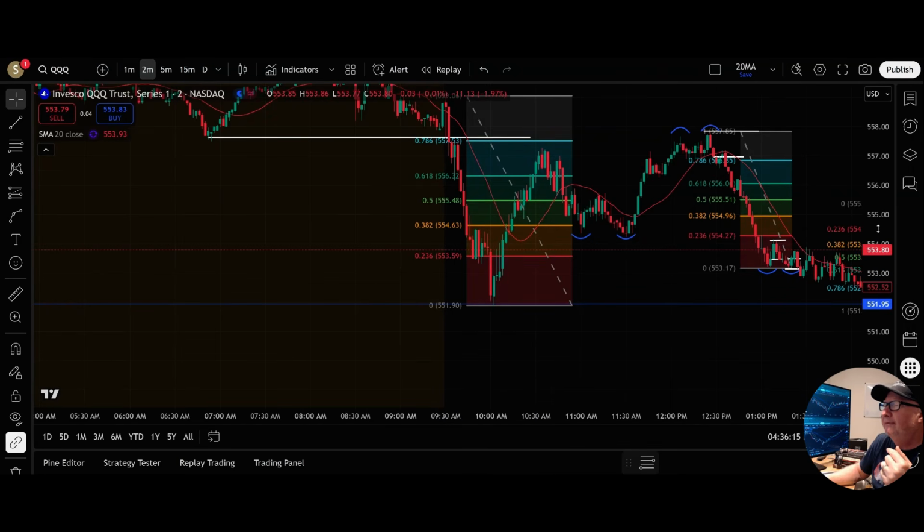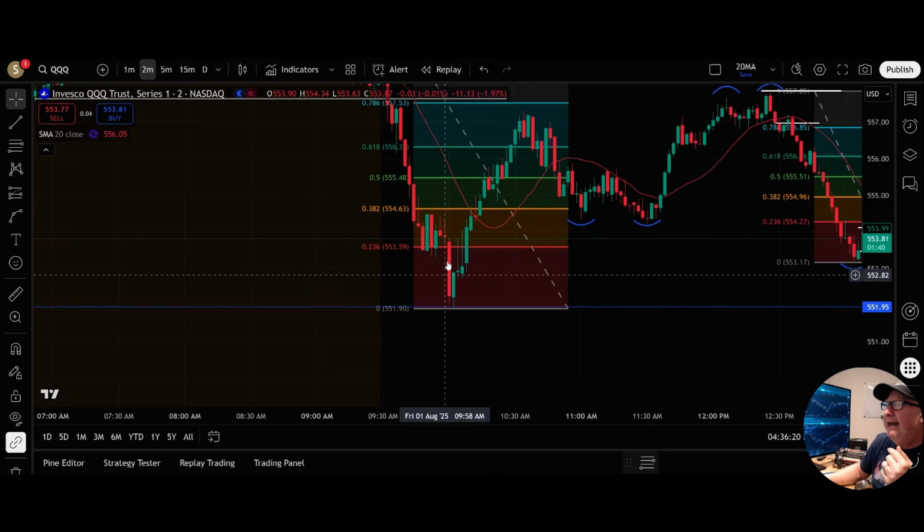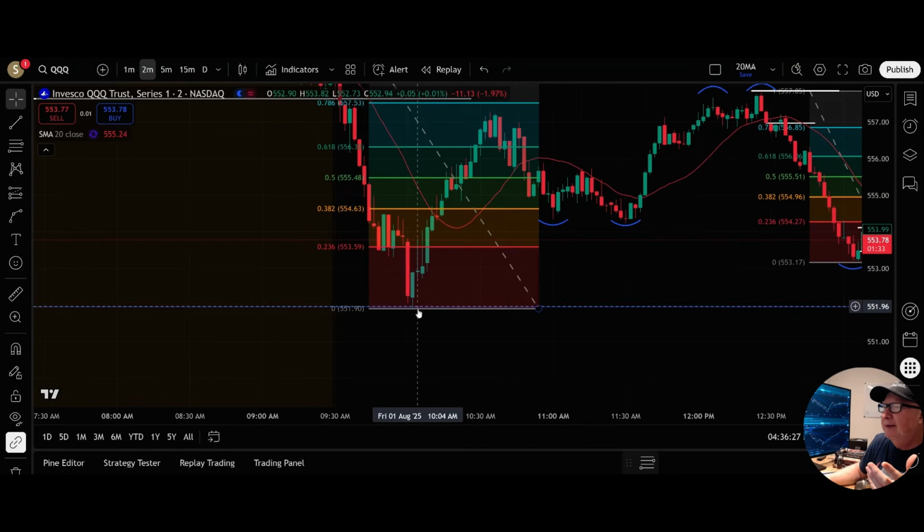And I'll make this a little bit bigger. We get a hairpin turn or a bullish engulfing pattern. The market dives down and this large candle gets erased. That's my first entry of the day.